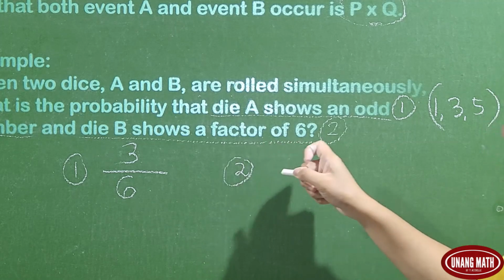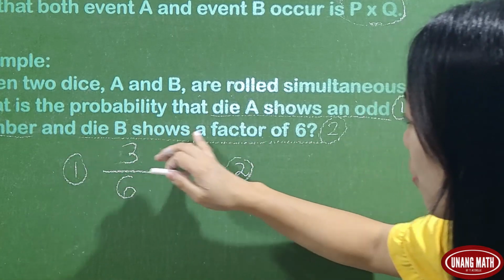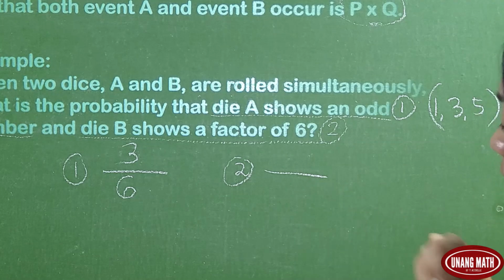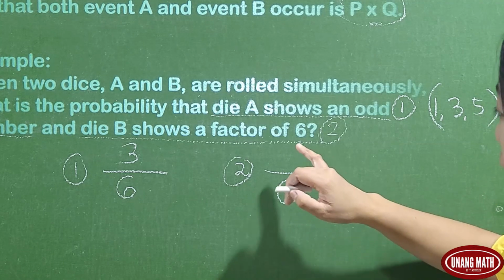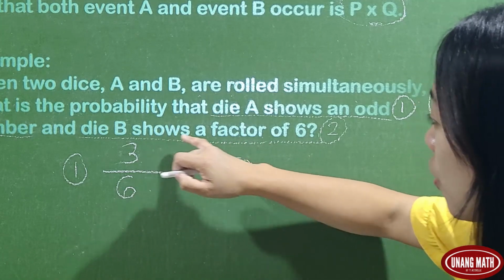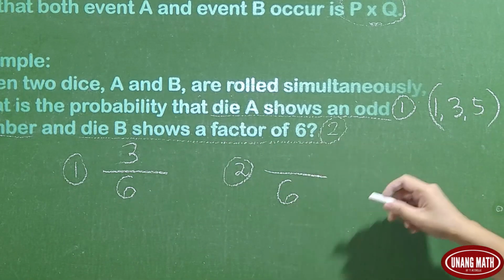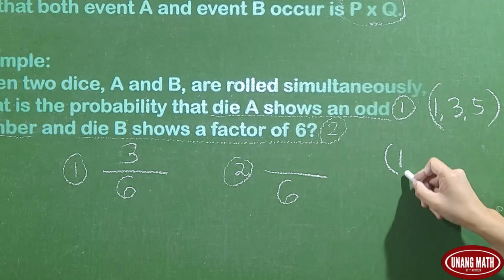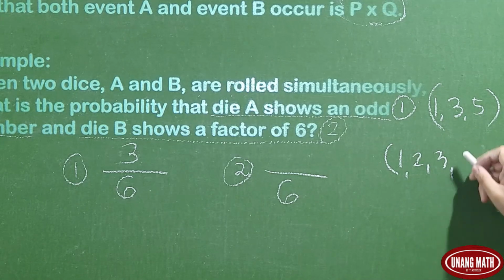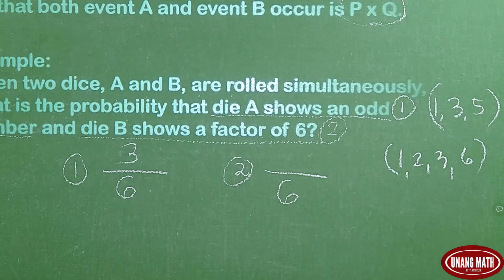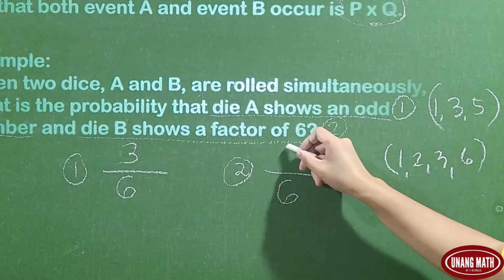Okay, what about for the second event? Die B shows a factor of 6. So possible outcomes, we also have 6 possible outcomes. Favorable outcomes, shows a factor of 6. So what are the factors of 6 from 1 to 6? We have 1, 2, 3, and 6. So these are 4 factors.